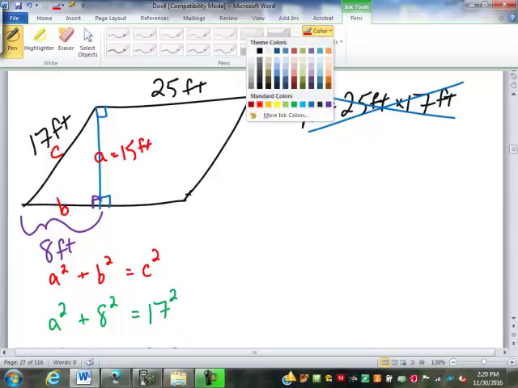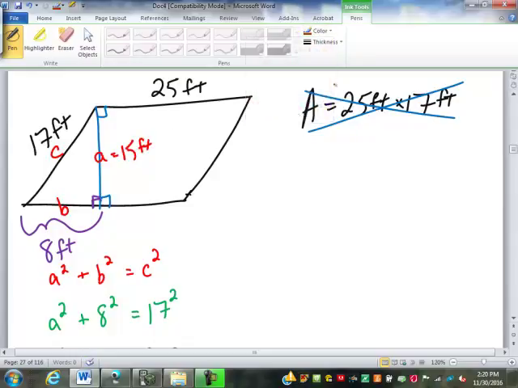So now what do I use to find my area? Somebody be brave. Perfect. 25 feet by 15 feet.